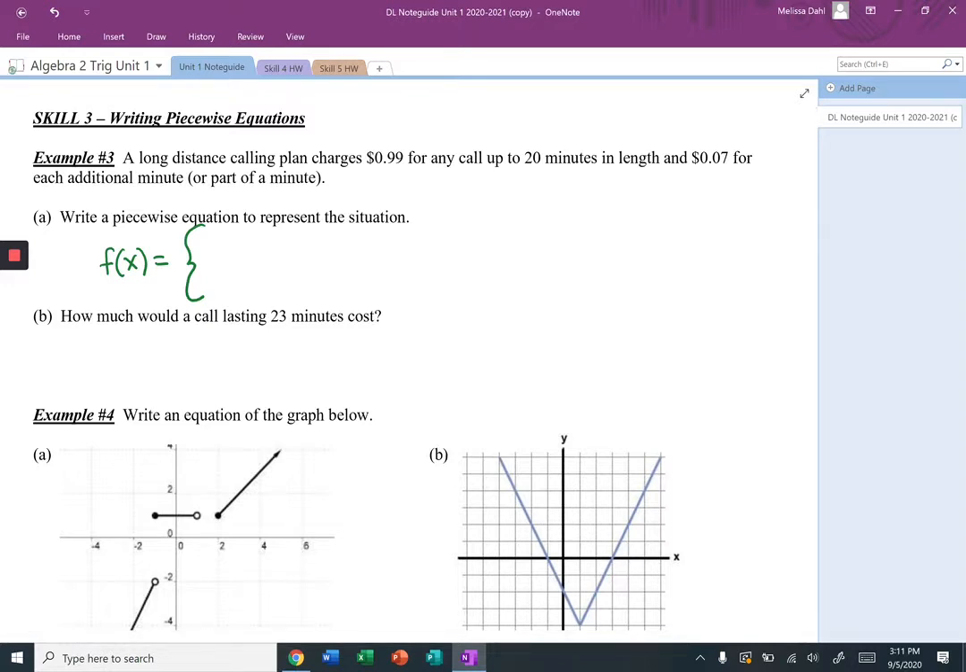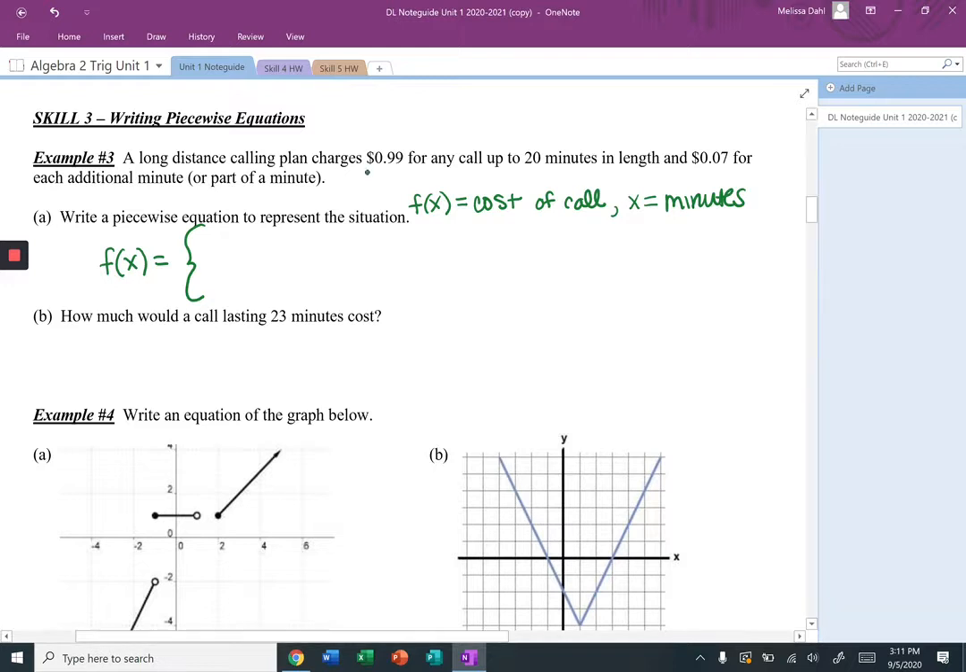Know what your variables represent. Our y variable, or our f of x in this situation, is calculating the cost of the call, or more specifically, a long distance call. And then x is the minutes, or the amount of time spent on the call. So we're calculating cost, and what we're going to use as our variable in the equation is x, and x for us is going to represent minutes.